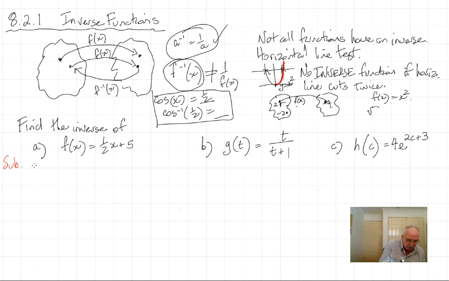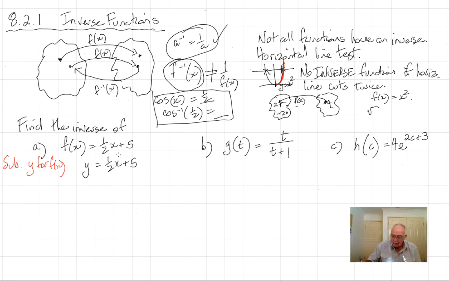I'll just use y for f of x. That's my first step of my template. So instead of f of x, or over here we've got g of t, I'm just going to use y. So we've got y equals a half x plus 5. Now that was not given in the original equation, so we're not going to give our answer with y in it. We'll have to go back to this.